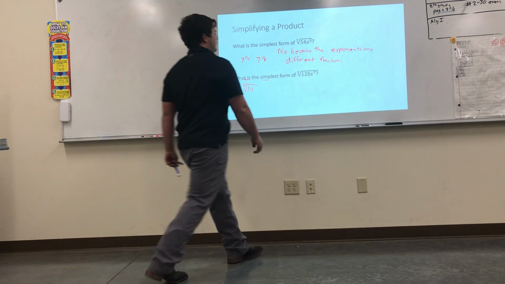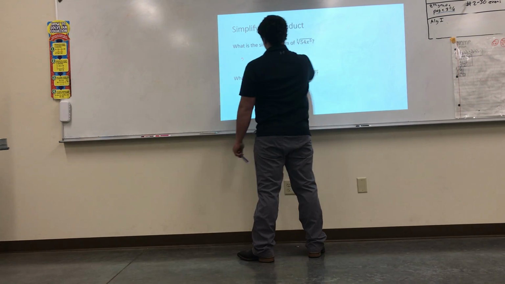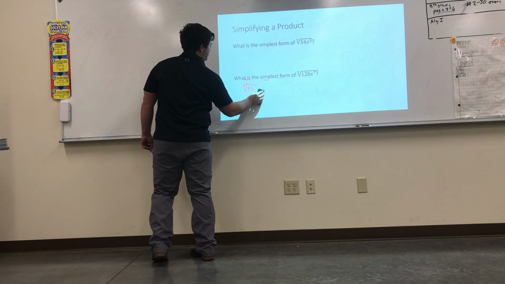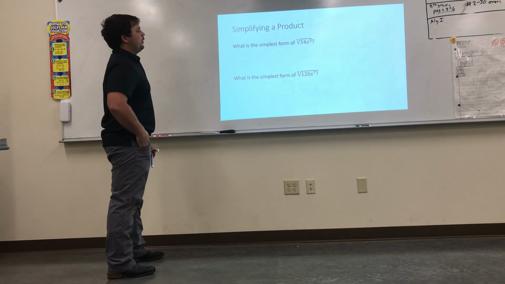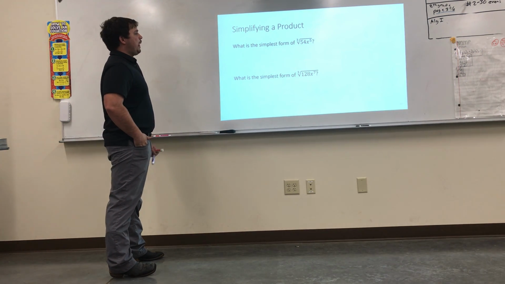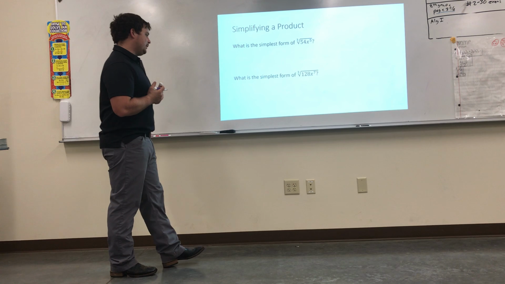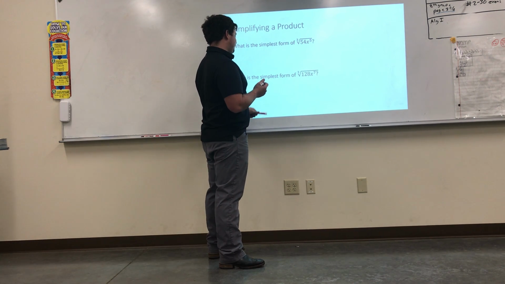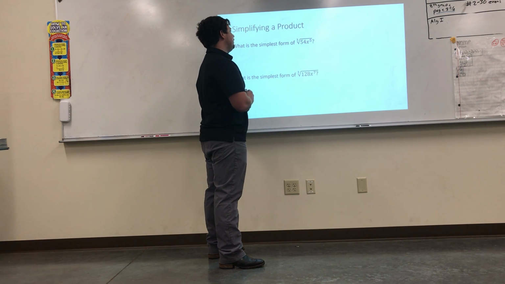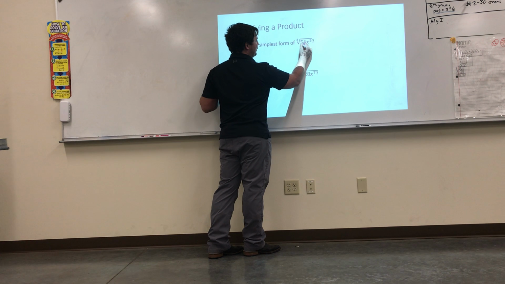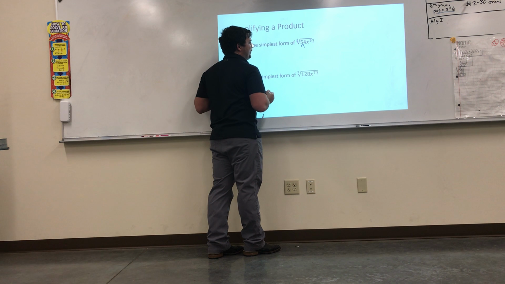Alright, simplifying products. What is the simplest form of the third root of 54x to the fifth? Okay? We need to break this down, and I do this a couple different ways. The one way that I do it, I think, is a lot better for you that struggle seeing this. I need to factor this down so that I can get groups, and this 3 tells me I need groups of 3.